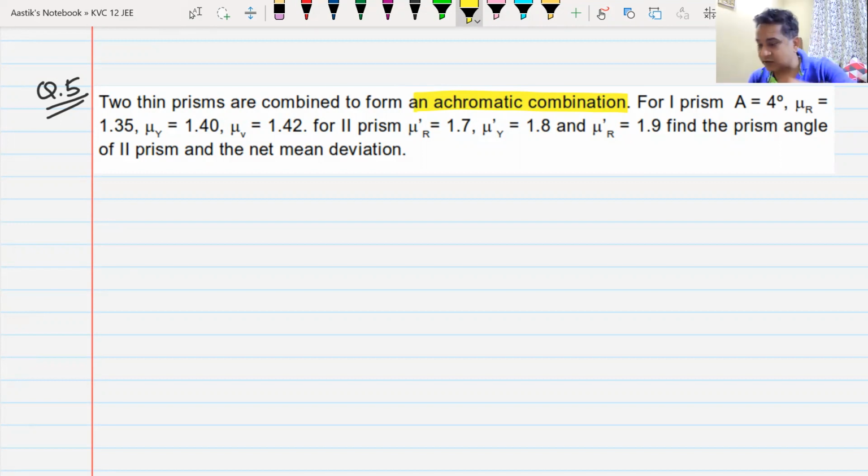So this is the reverse case of the first one. The first that we did, the deviation was 0. There was dispersion. For the first prism, A is 4 degrees. Mu r, mu y. Okay, thank God mu y is given. And mu violet is given. For the second prism, mu dash is given. Find the prism angle of the second prism. That is the first question always. And the mean deviation.